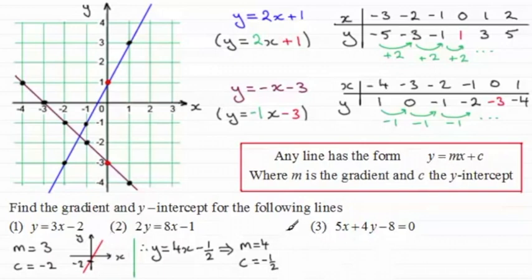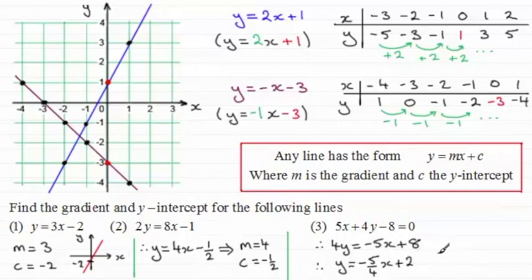Now for the last one, number 3, well, with this one we've got to totally rearrange this so that we get y the subject. And so what I'm going to do is to subtract 5x and add 8 to both sides. So we get 4y equals minus 5x plus 8. But we still got to divide both sides by 4, so we get y equals. So dividing both sides by 4 gives us y equals minus 5 over 4, minus 5 quarters then, x, and then 8 divided by 4, well, that's going to be 2.